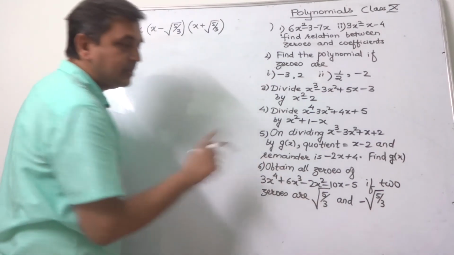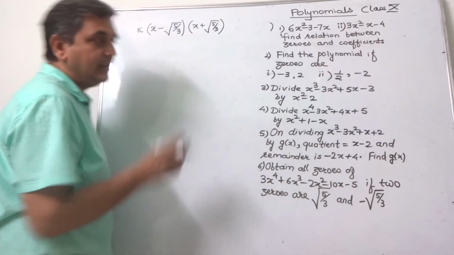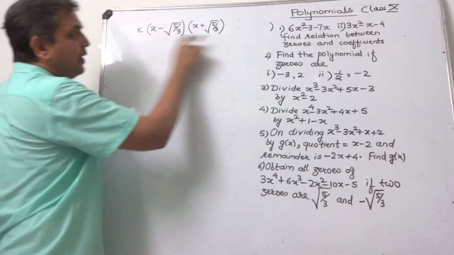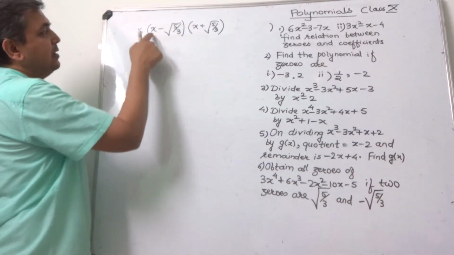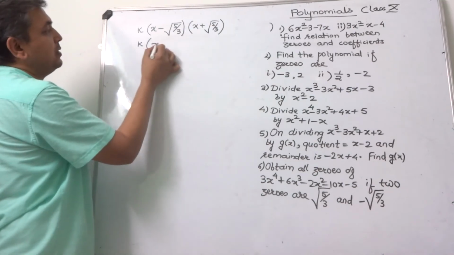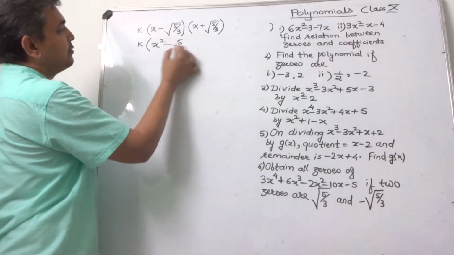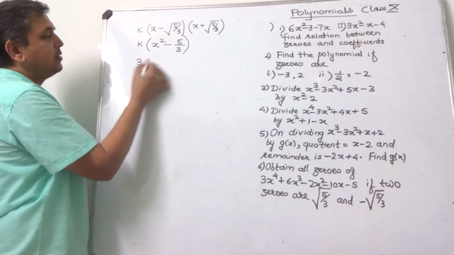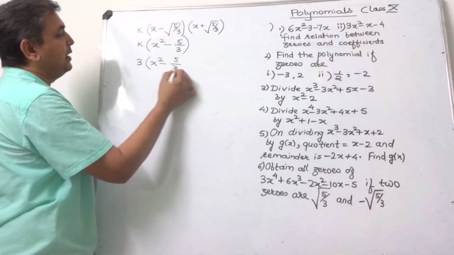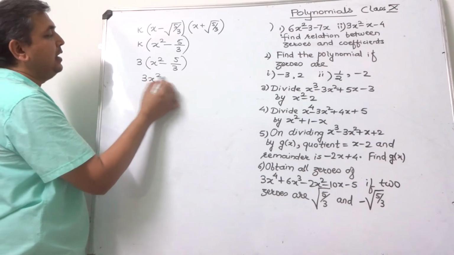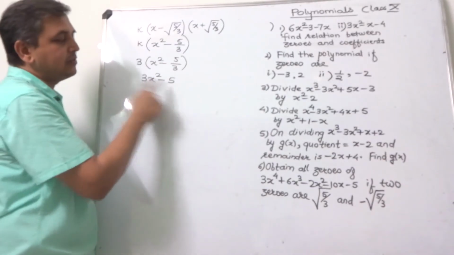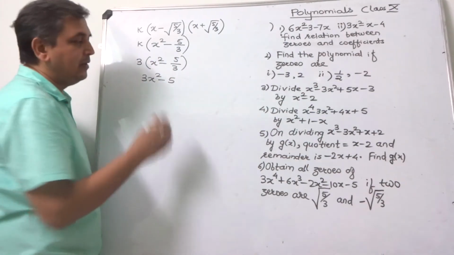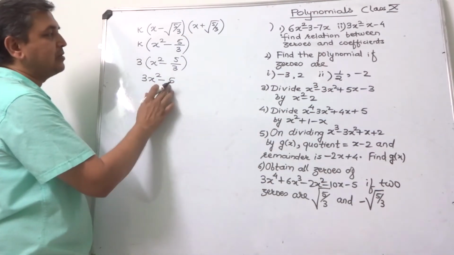Since x minus this is a factor, x minus this is a factor, their product is also the factor of this polynomial. So first we find this product. So we get k times a minus b, a plus b gives a square minus b square, which is 5 by 3. Now to remove this fraction, we select value of k as 3. So we get 3x square minus 5 by 3, that is 3x square minus 5. So 3x square minus 5 is factor of this polynomial. So to get the other factor, we divide this polynomial by 3x square minus 5.